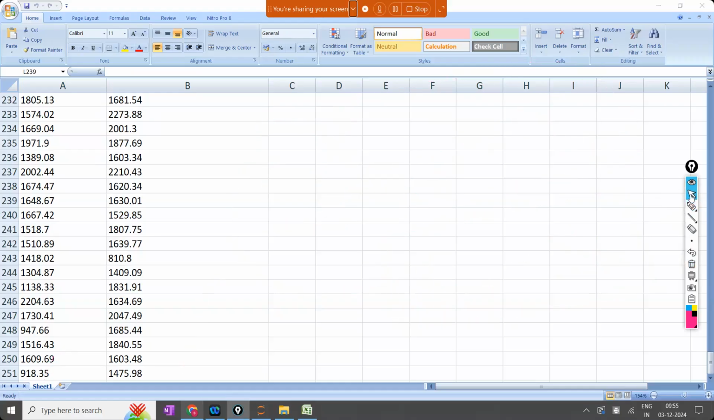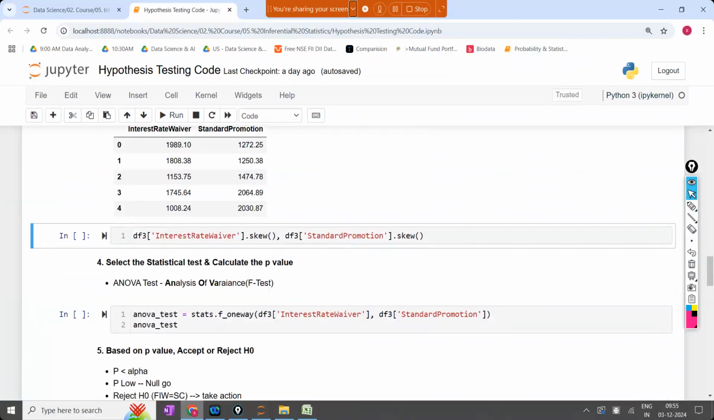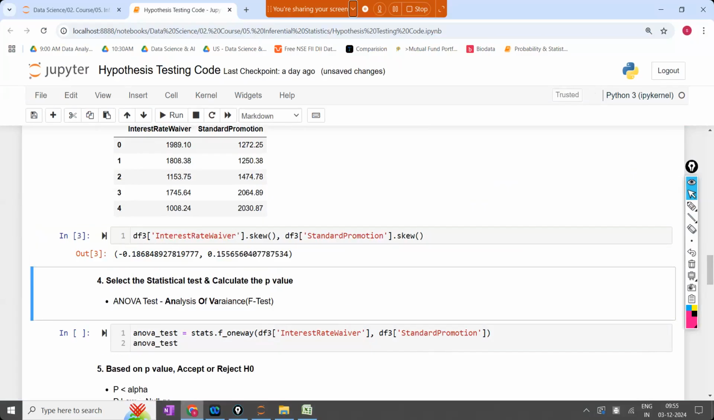Right? So here, first we are going to check the skewness. How many columns are there? 2 columns are there. Since 2 columns are there, both the columns should be normally distributed. If one column is normally distributed and the other is not, we also can't accept. Both of them should be normally distributed. So see here, the first column is normally distributed and the second column is also normally distributed. The skewness is between -1 and +1.